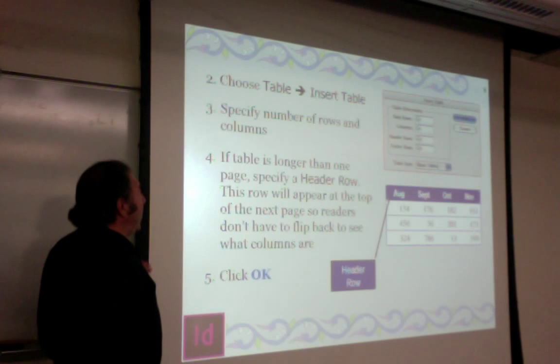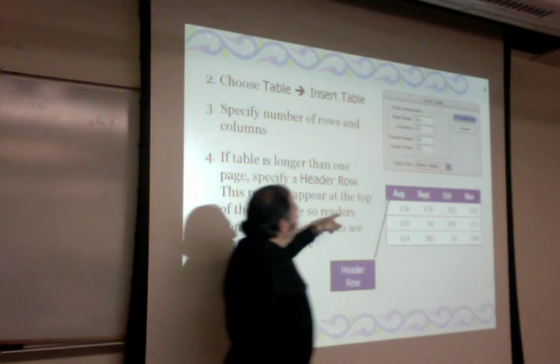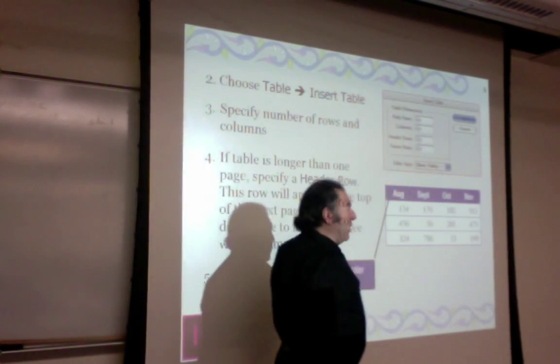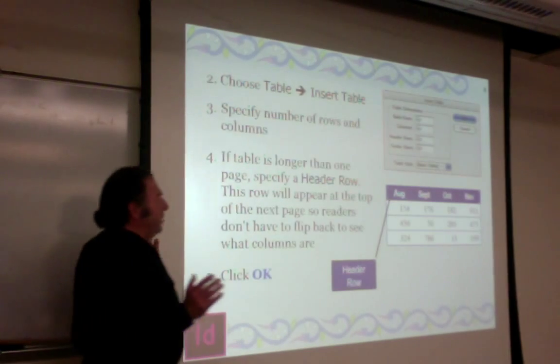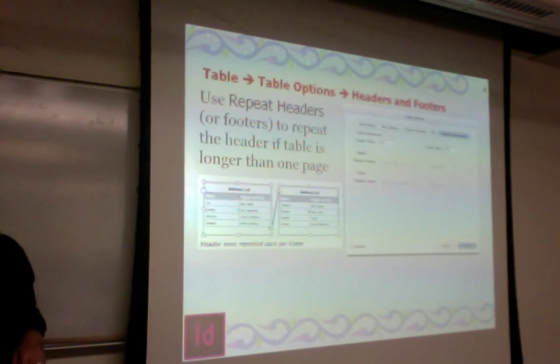Do specify a header row if you want one. And the header row can look different. For example, here I've got the months, and I reverse the type out, and it's got a darker background. It helps me eliminate grid lines. And when you're ready, just click OK, and it'll appear.